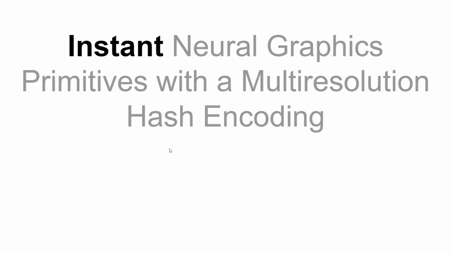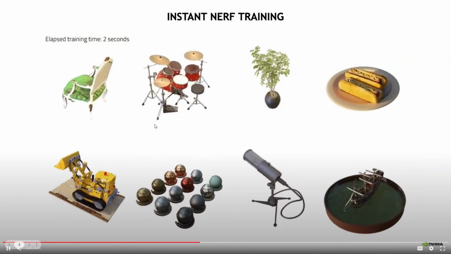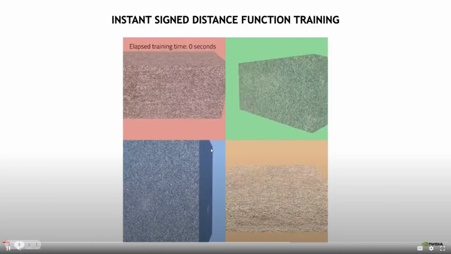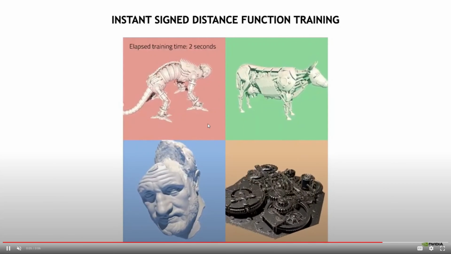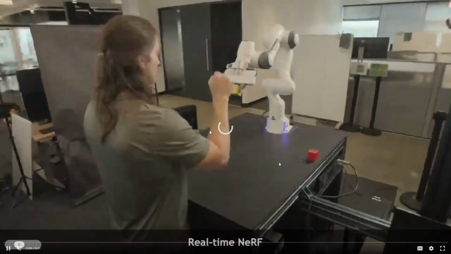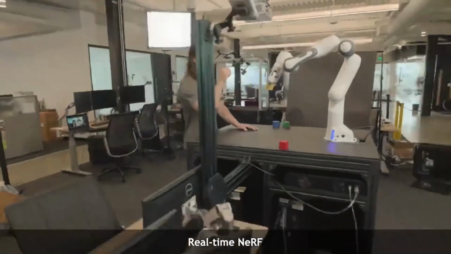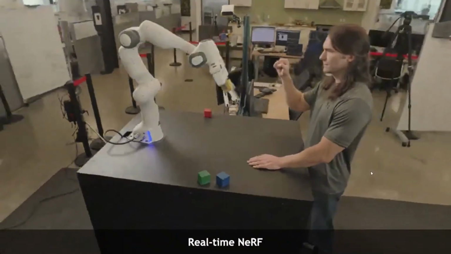So let's begin by understanding the title. The first word of the title is instant, so let's see how instant it is. Here, the author shows that they can train a NeRF within just 6 seconds and get good results. The author also shows that they're able to train a signed distance function within just 3 seconds and get good results. And here, the author shows that they can do real-time rendering of NeRF, which is traditionally costly because you have to do ray marching for all the pixels at every viewpoint.